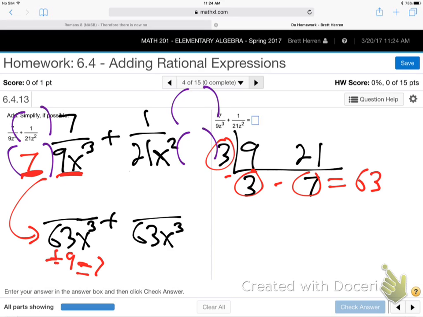Basically, notice what I'm doing, guys and gals. I'm giving it what it's missing. That's the way I'm going to start saying it. I think that'll be helpful. I look at this 9x cubed and say, what are you missing to become 63x cubed? What does he need? He's missing a 7. 7 times 9 is 63. You give them what they're missing.